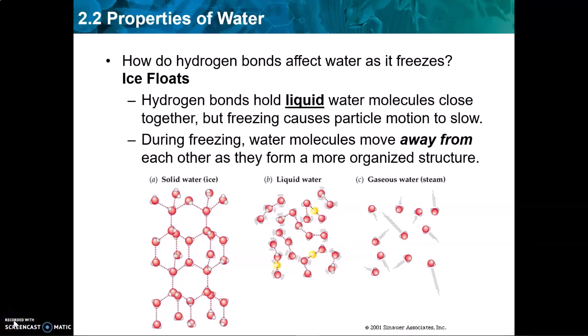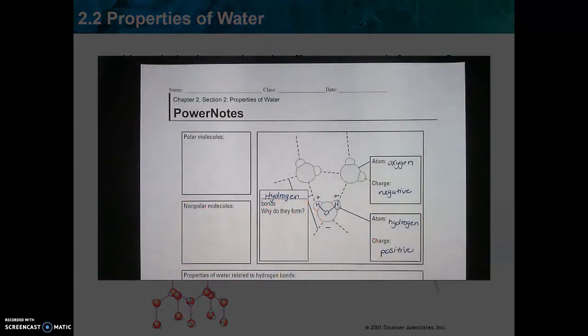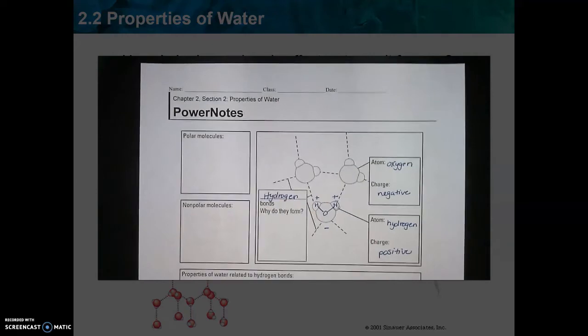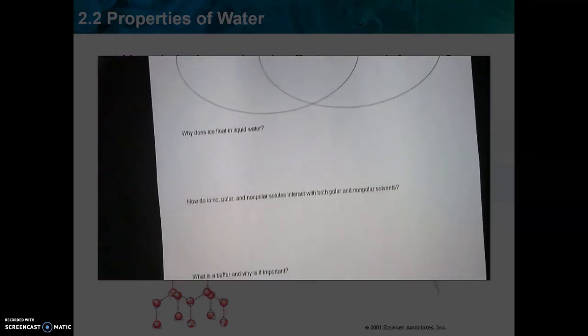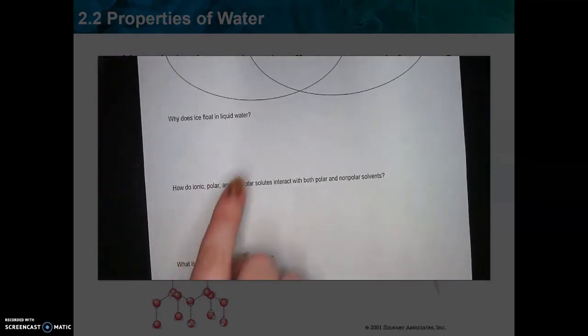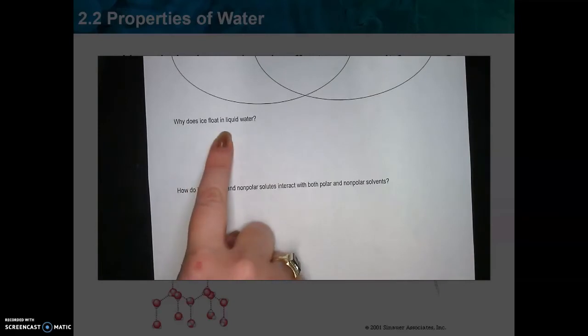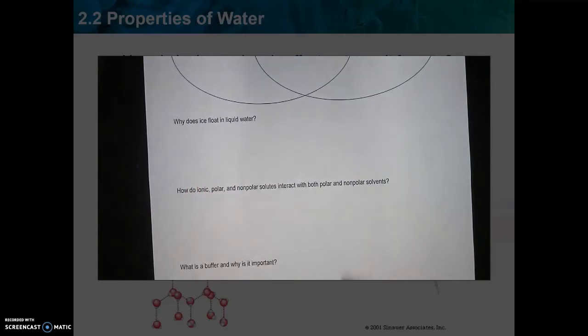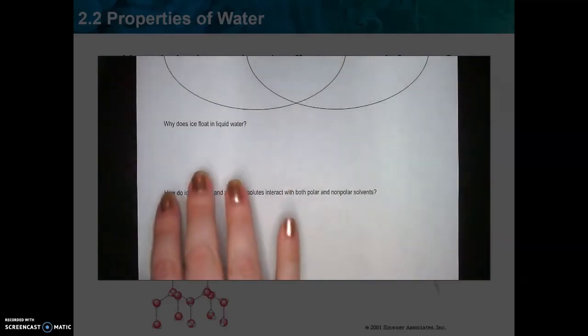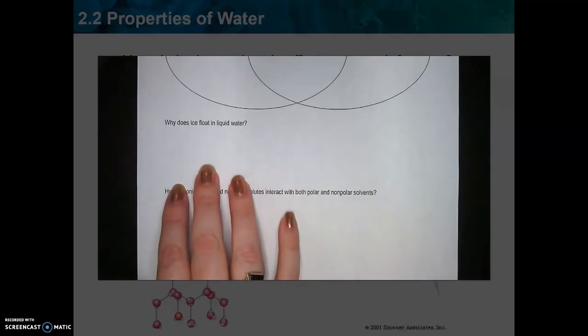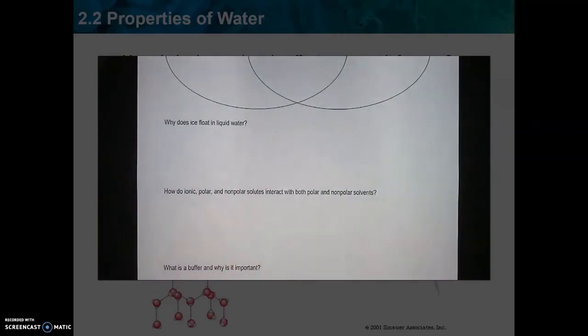Now, before we move on, I do want to call your attention to the Power Notes sheet, because what we just discussed is actually on the back where it has questions. Why does ice float in liquid water? So make sure you go back and fill in some information here based on what we just discussed. If you need to go back and listen to it again, feel free to do that.